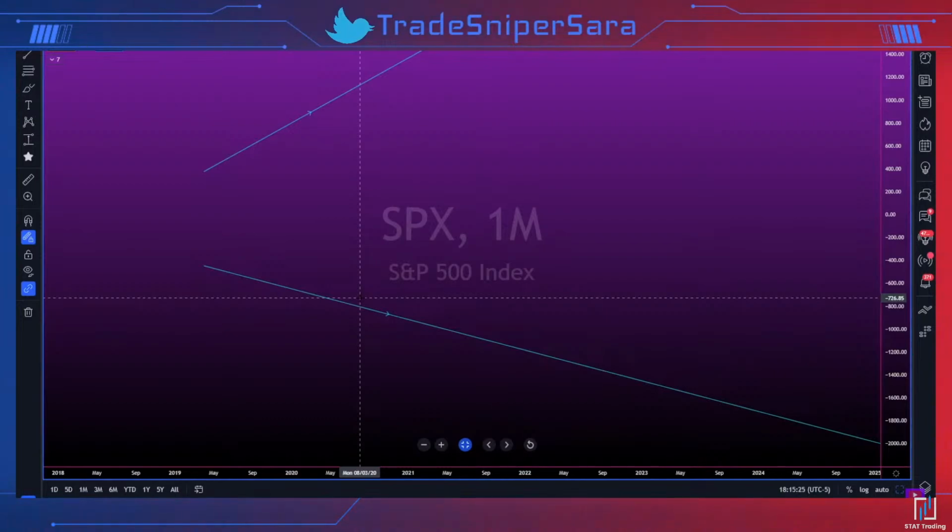But while they continue, we're going to take advantage of them and we're going to play them only if and when we get a reversal.